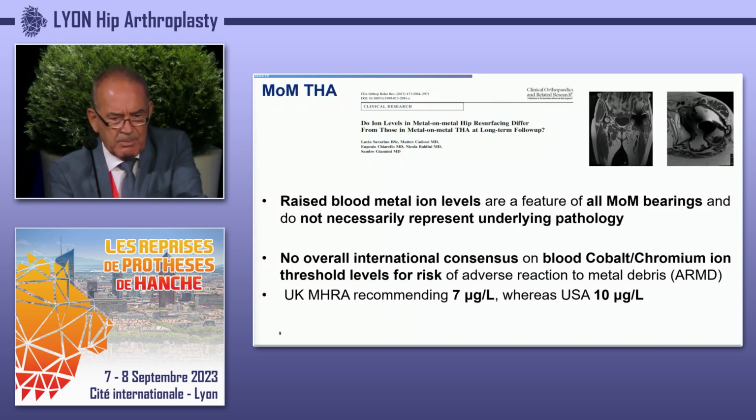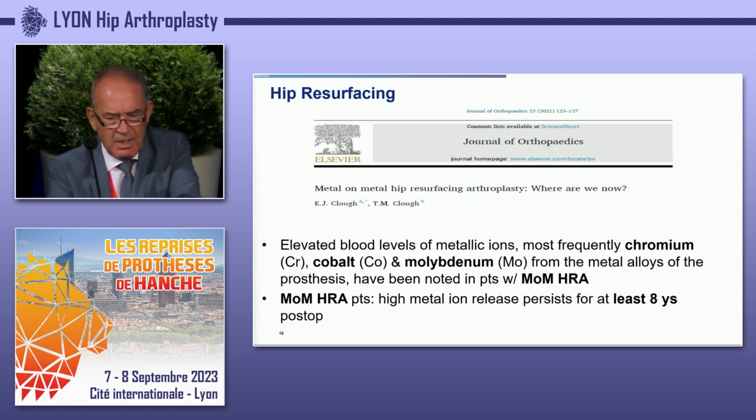What about metal on metal? Raised blood metal ion levels are featured in all metal on metal bearings, but that doesn't necessarily mean they have clinical symptoms. And also, there is a lot of discussion about the consensus of the cobalt chromium ion threshold levels at risk. So if you see the MHRA, they recommend 7 micrograms per liter, but in the US, they talk about 10. What about the hip resurfacing?